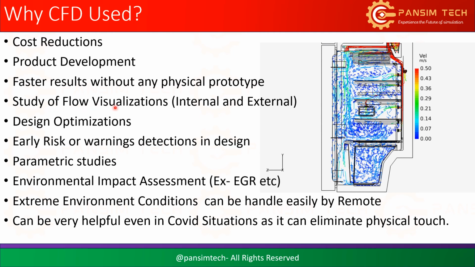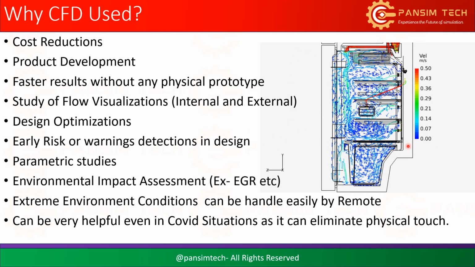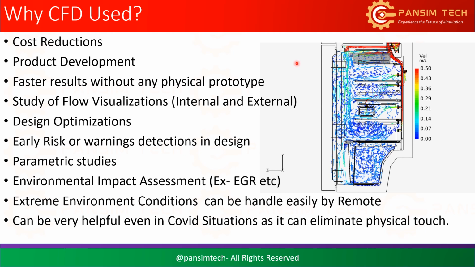Now coming to the next point, study of flow visualization. From the picture on the right hand side you can see the different flow visualizations. Internal flow visualization is very difficult to see in any experiment, but here you can see it from the CAD. You can even see sectional flow visualization, how the flow velocity or thermal behavior looks, from the sections. Design optimization: if you want to change something in the design and see the optimal behavior of that design, we'll see something like a bell type of curve, and we can get whatever the optimal value is. Early risk warnings or detection in the design.